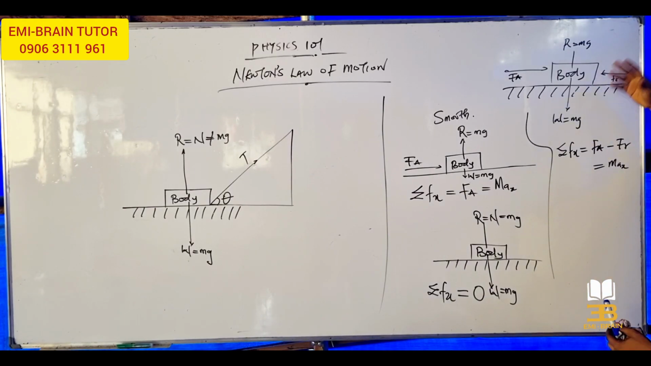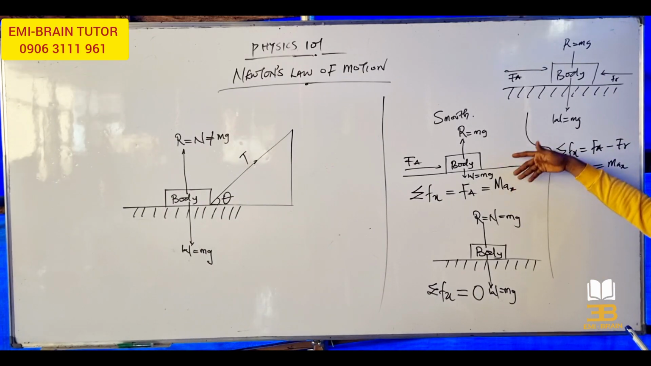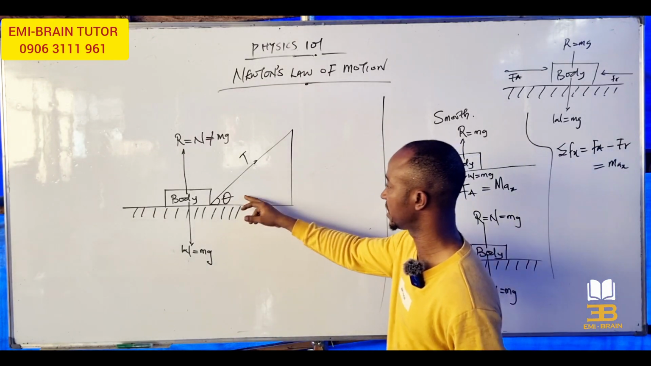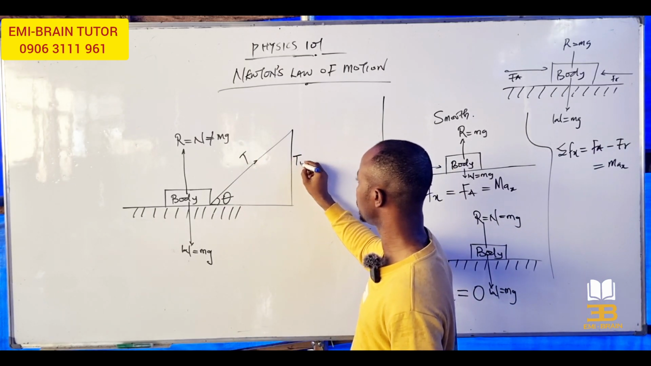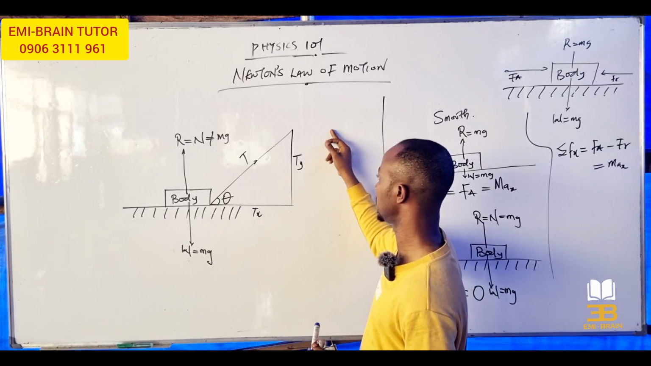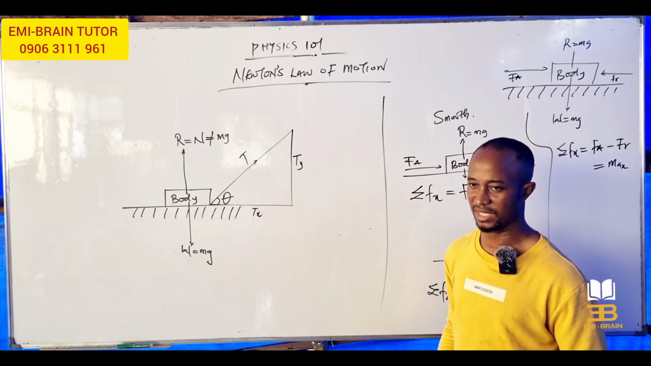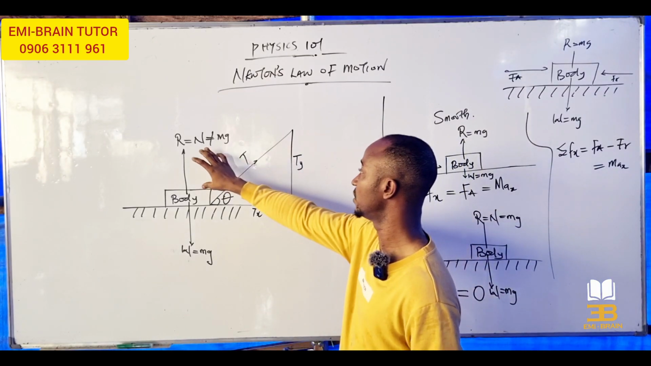The sum of forces acting vertically is zero because the body is not accelerating vertically. Even from this diagram, the sum of all forces along the vertical axis is zero. So the body is moving horizontally. But for this diagram, where we have an angle theta, we have our tension here. This tension can be resolved into two forces, Ty and Tx. Now, when you pull a body with a rope, although the body is moving along the horizontal axis, this force Ty is supporting the normal reaction.